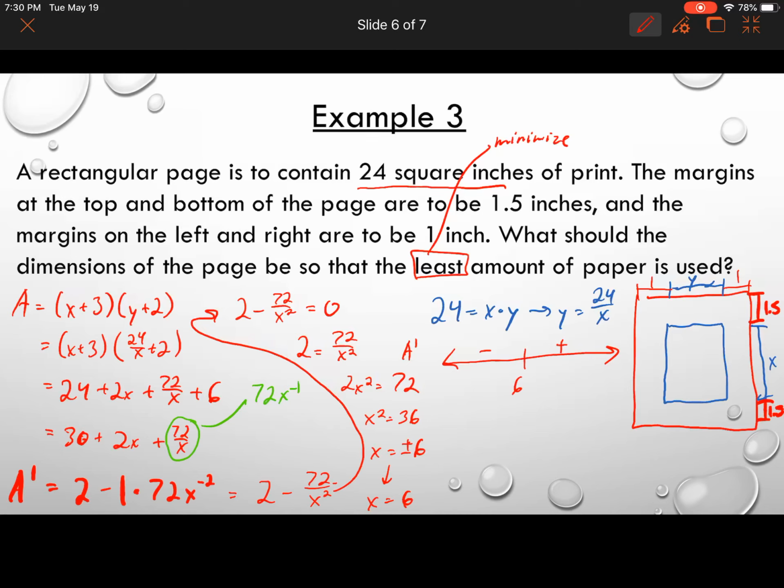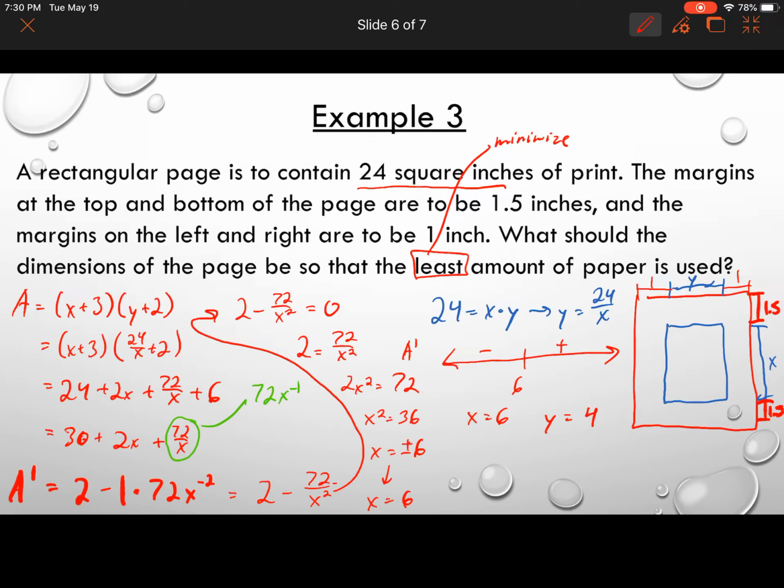So now, we're almost done. We have to find the dimensions of the page. So x is equal to 6. If we use this formula right here, if x is equal to 6, that means y has to be equal to 4, because that's the only way that can be equal to 24. Whoops, I ended up right at 24. Sorry about that. So y is equal to 4.